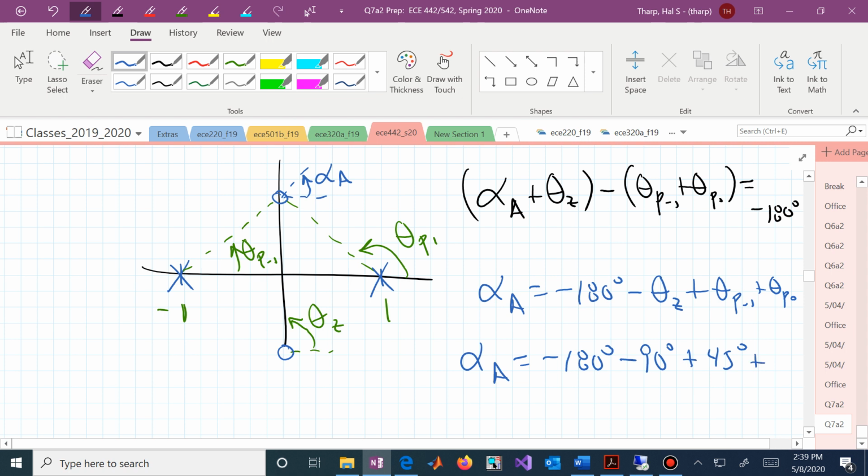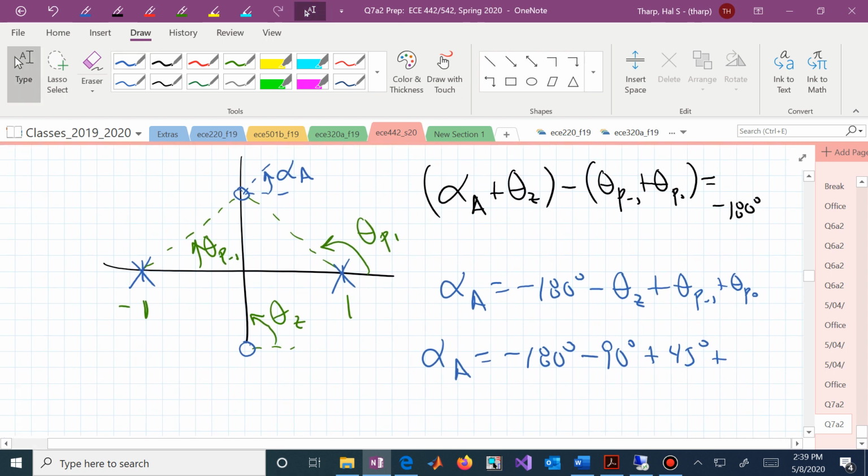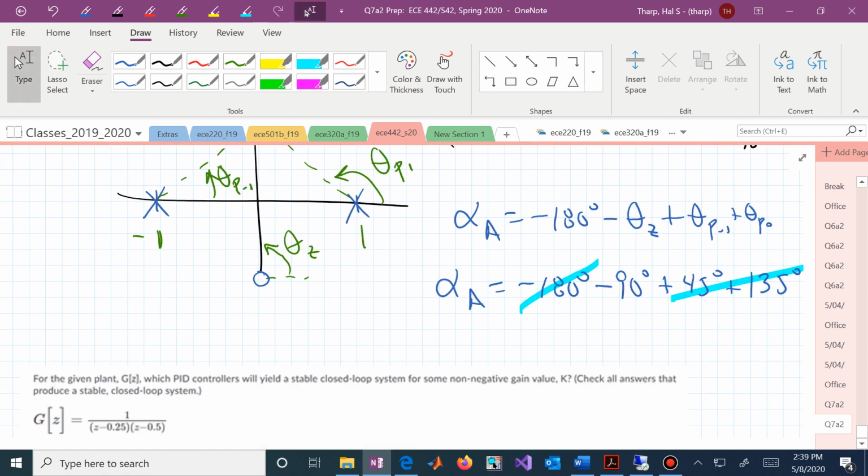And theta P1, because of the up 1 over 1 geometry, gives us 135 degrees. This is canceled by that, and we're left now with alpha sub A equaling minus 90 degrees. And if all of the angles were positive, then maybe you do, in this case, have to say none of the given answers.